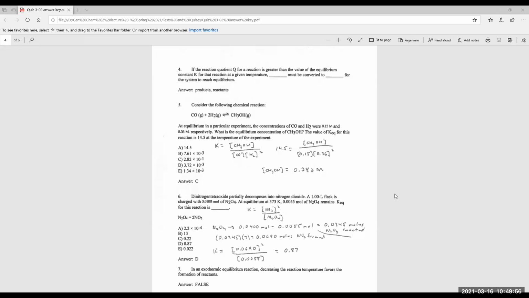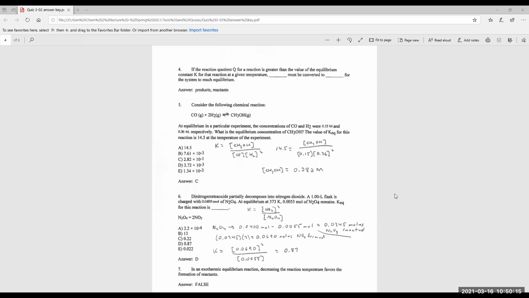Question 7. In an exothermic equilibrium reaction, decreasing the reaction temperature favors the formation of reactants. That is false, because in an exothermic reaction, it's giving off heat, so adding the heat does not help.